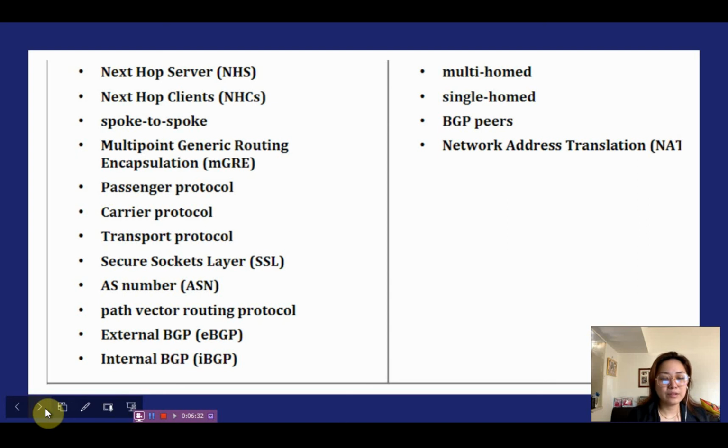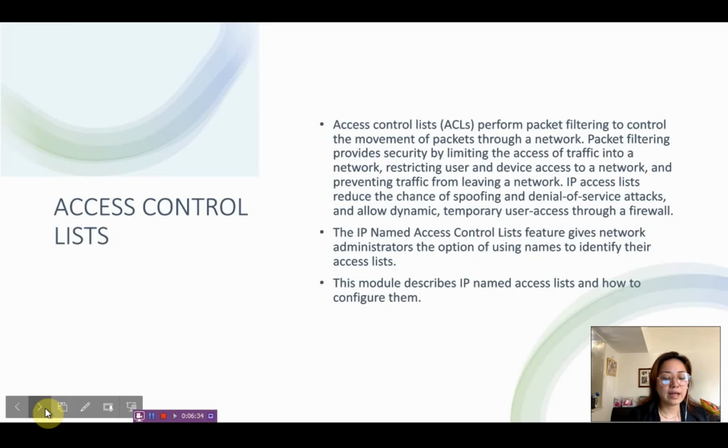Okay, let's proceed to the next title, which is the last one, the Access Control List. It performs packet filtering to control the movement of packets through a network. Packet filtering provides security by limiting the access of traffic into a network, restricting user and device access to a network, and preventing traffic from leaving a network. IP access lists reduce the chance of spoofing and denial of service attacks and allow dynamic, temporary user access through a firewall.